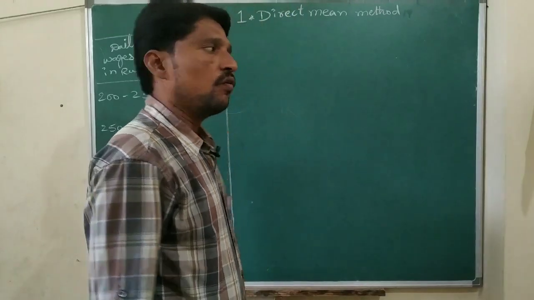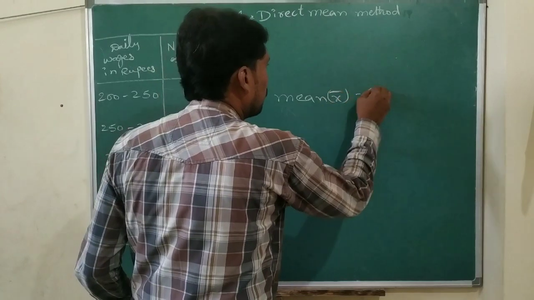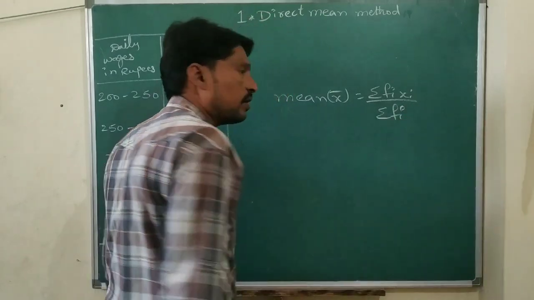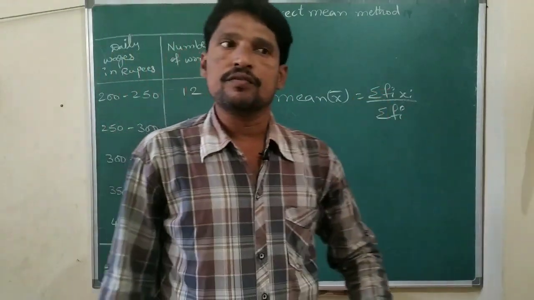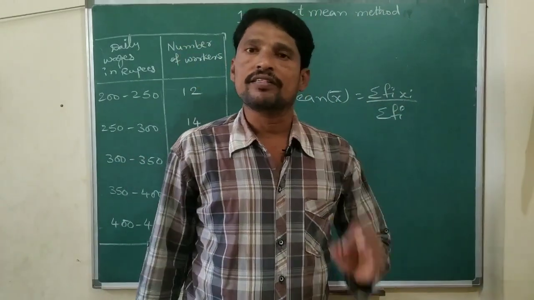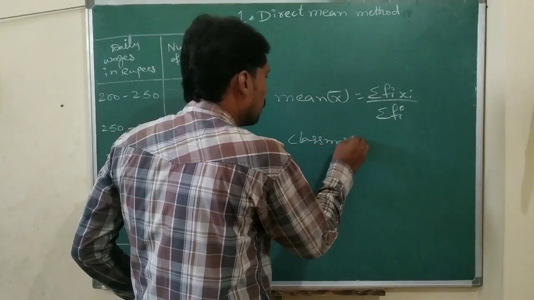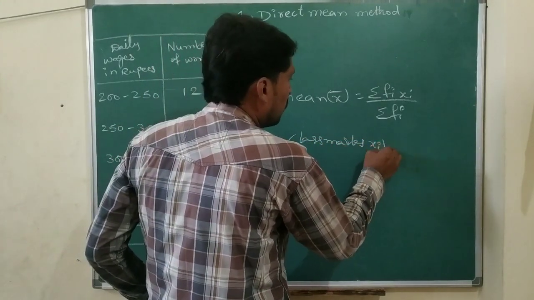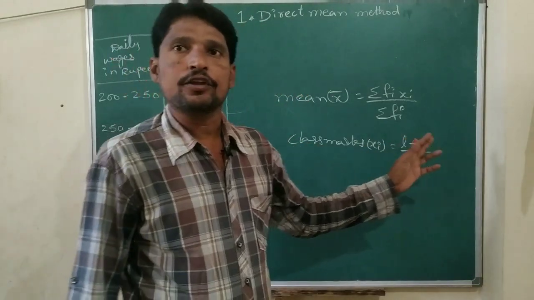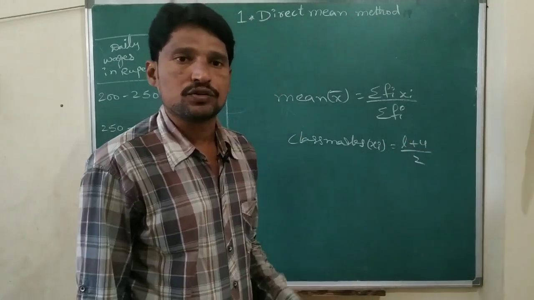So in the direct mean method, what is the formula? Mean x bar equals sigma fi xi by sigma fi is the formula. Fi, we already know, is the frequencies, and xi means class marks. So how do we find the class mark? L plus U by 2. Here L means lower limit and U means upper limit. That average we need to take.